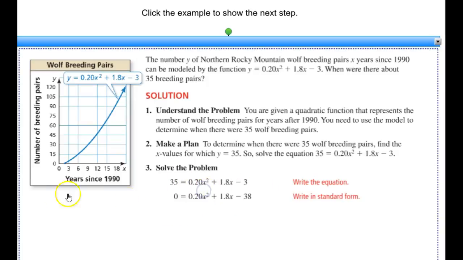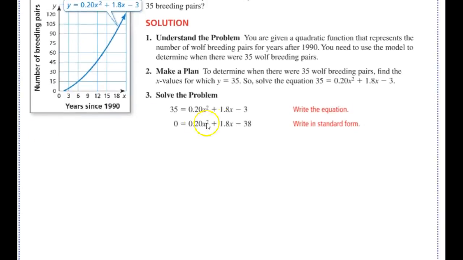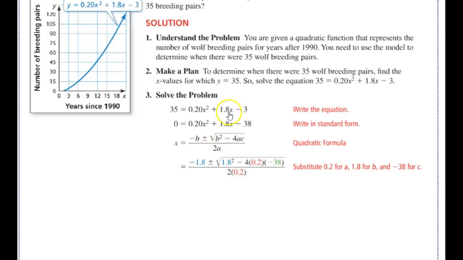So I substitute for my y, and I write this in standard form. Right, so I get everything over to one side, so it's equal to 0. Well, I look at this and I see this is probably not going to be easy to factor because I've got decimals. So I'm going to go ahead and use the quadratic formula. So I write out my quadratic formula, I substitute my known values, and then I simplify.